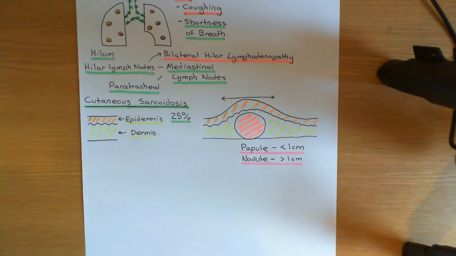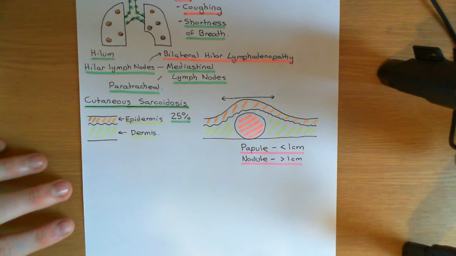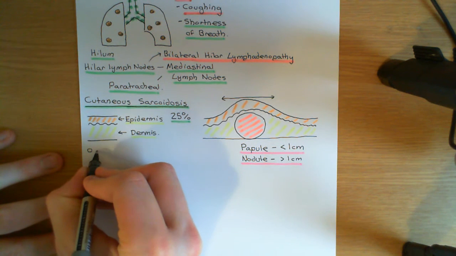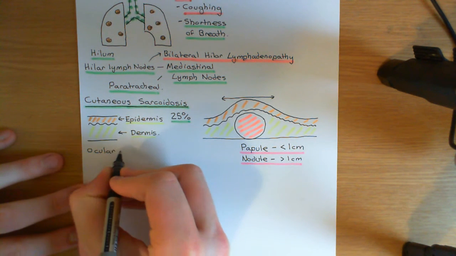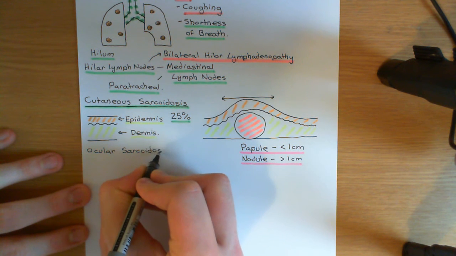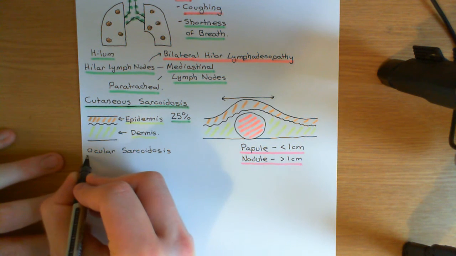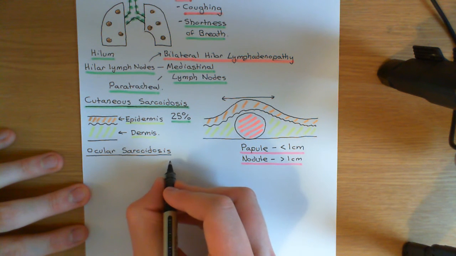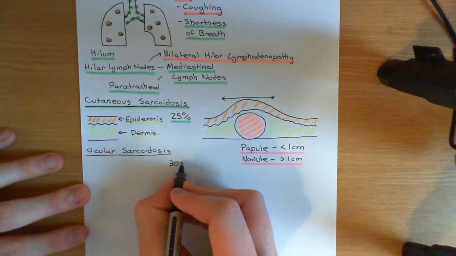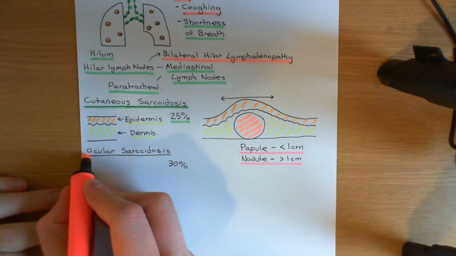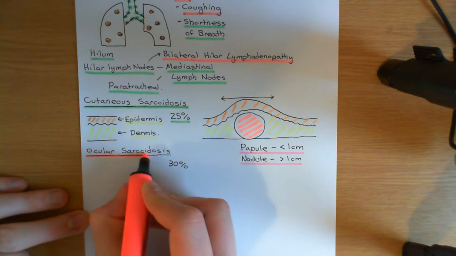Okay, so the next place that I want to discuss where sarcoidosis can affect is the eyes. So next up, let's discuss ocular sarcoidosis. Granulomas terrifyingly can affect the eyes. They can form in the eyes, and this actually is not too uncommon. This occurs in approximately 30% of cases of sarcoidosis. So 30% of people suffering from sarcoidosis will get some eye involvement.